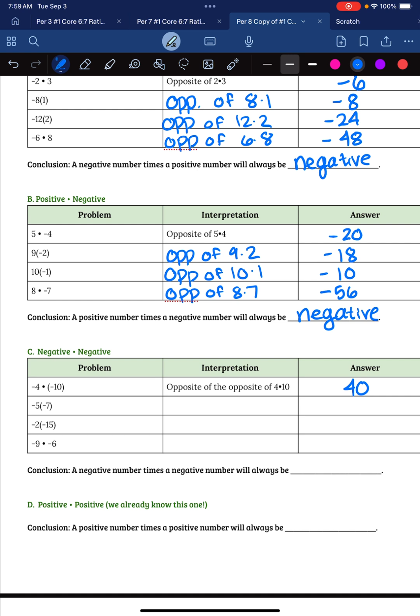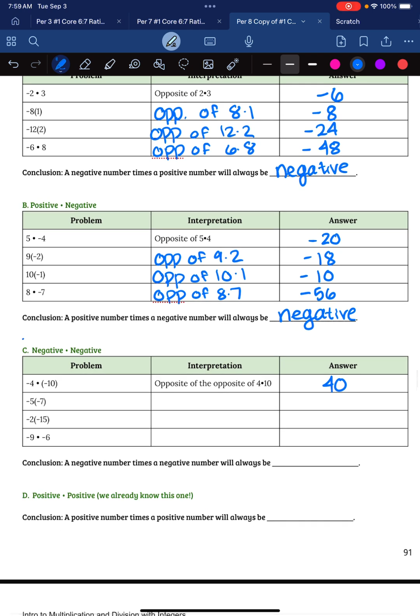The opposite of that is negative 40. The opposite of that is positive 40. Now, this isn't how you would think of it for the rest of your life. You would just learn that the answer to this is 40 without thinking about the opposites. We're only doing it now because we're determining why the rules work the way they do.